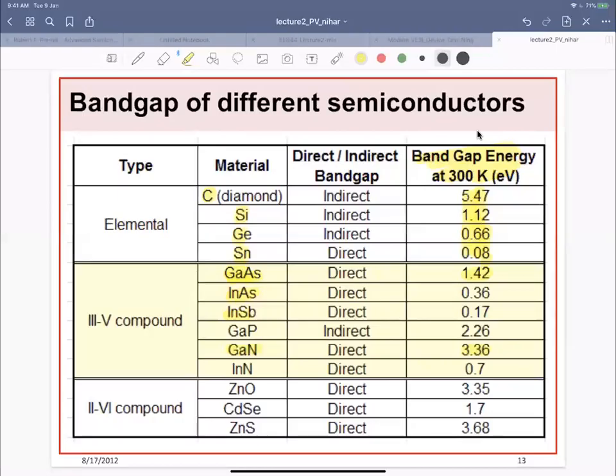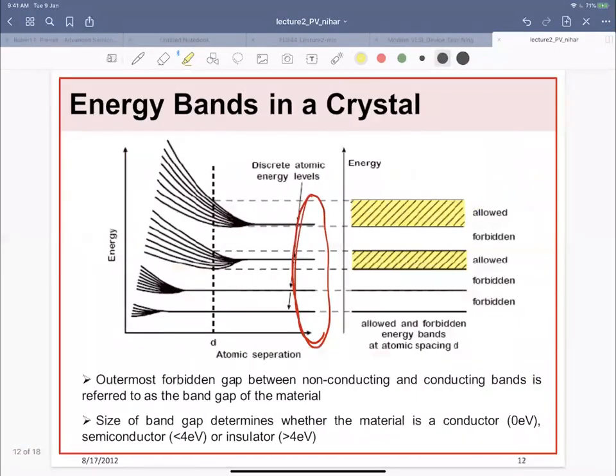Any questions? I understand there will be a lot of questions, but I have some time to discuss. Sir, can you please put the previous slide up once? Sir, in this slide, are those two states at the bottom also forbidden?